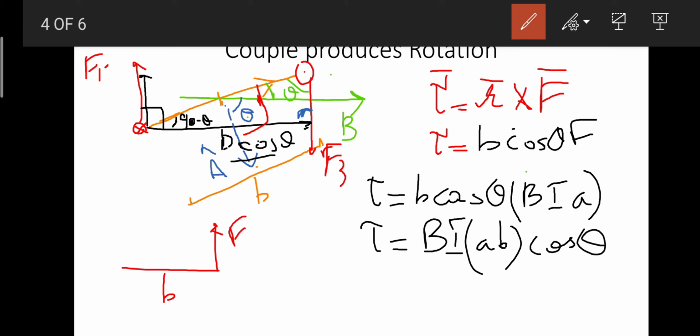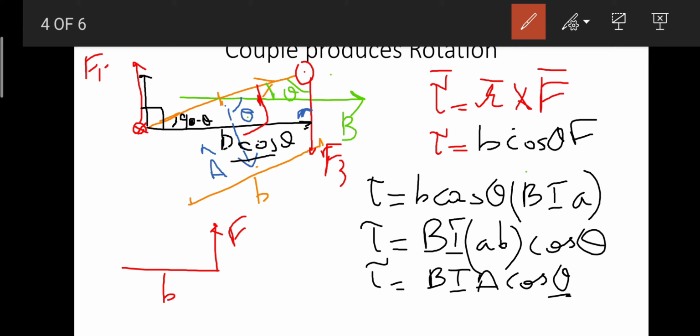Now here you are noticing this AB, these are the length and the width of the rectangular coil, so the final formula would become BIA, that is the surface area, cos of theta. Now you must be wondering where this A comes from, and this theta. This theta is basically the angle which is lying between B and A.